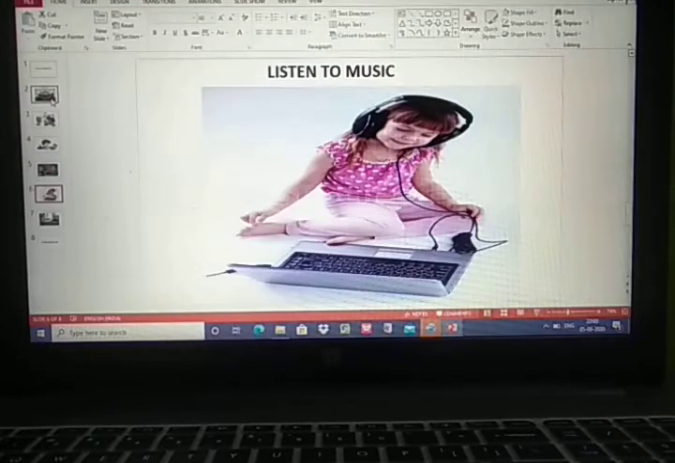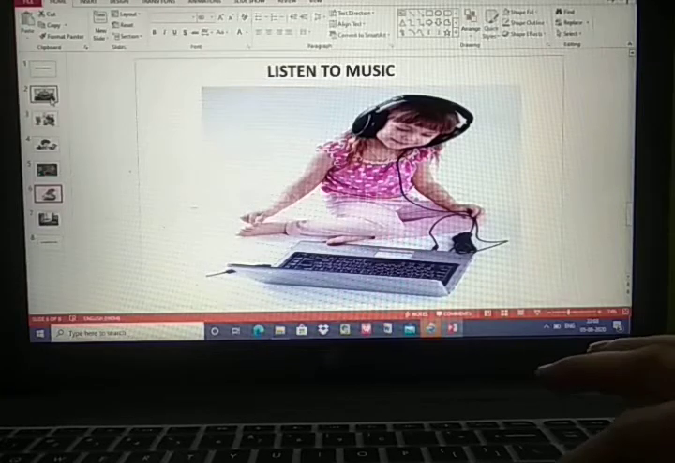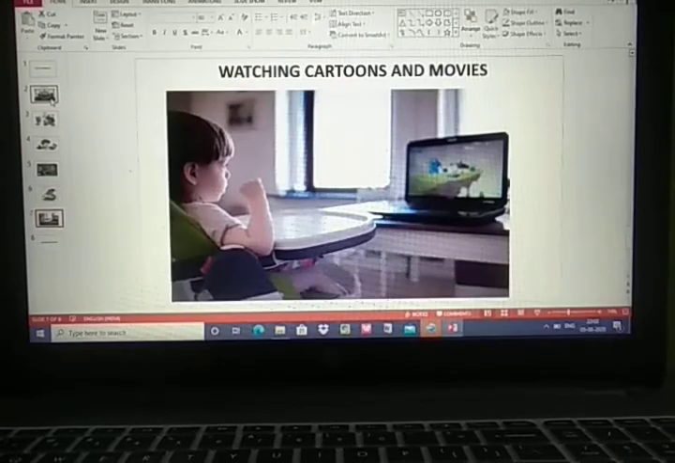Next is listen to music. We can listen to music, rhymes, isn't it? Songs. So all those we can listen from the computer. Next is watching cartoons and movies. We can watch cartoons, movies, stories, animation stories. All those we can watch from the computer.